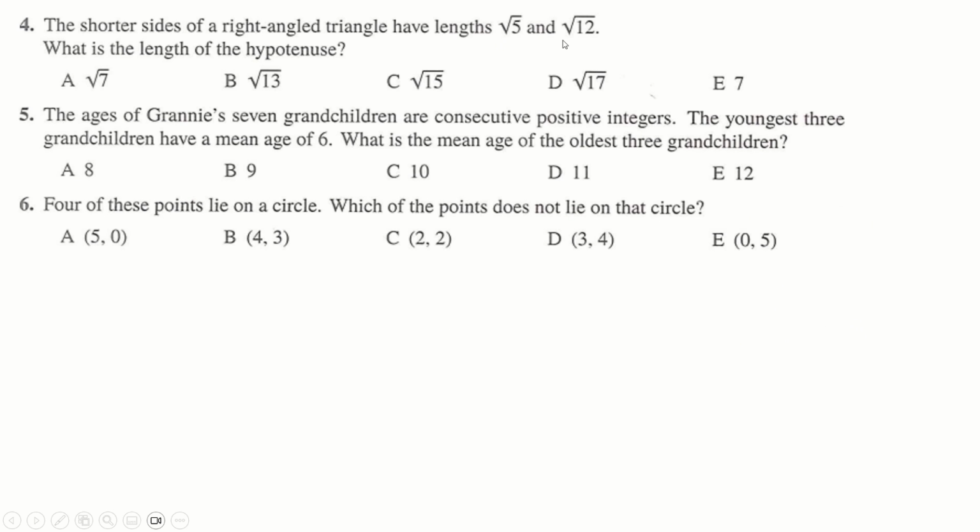Root 5 squared is 5. Root 12 squared is 12. 5 plus 12 is 17. And then you root it for root 17.